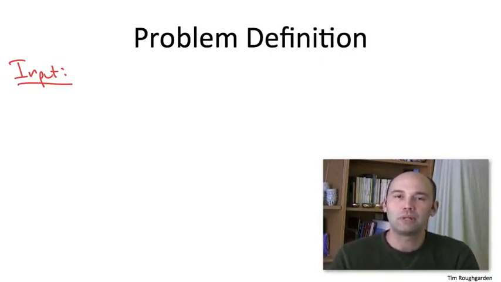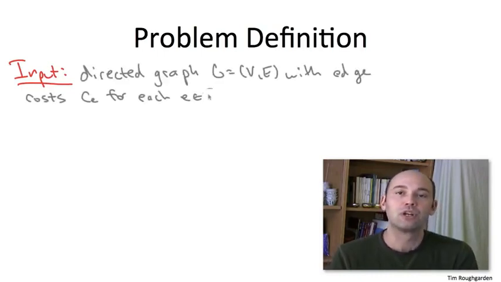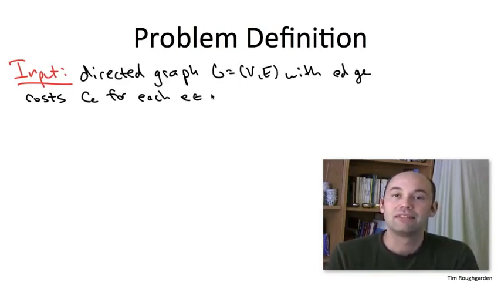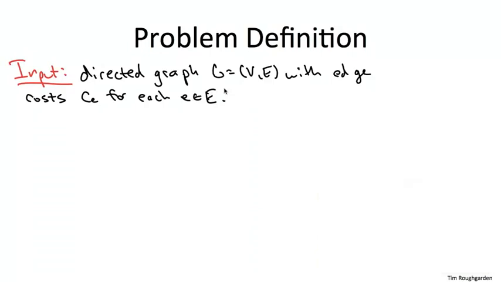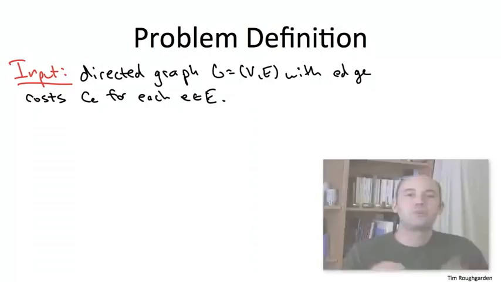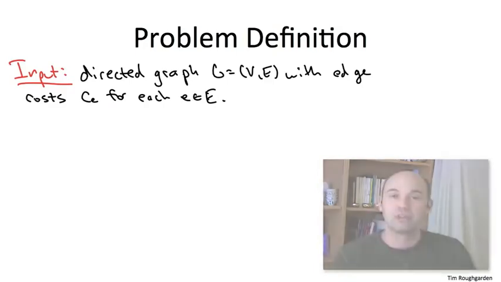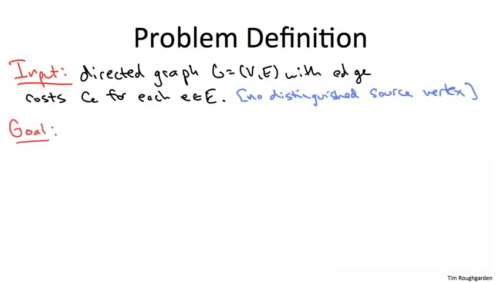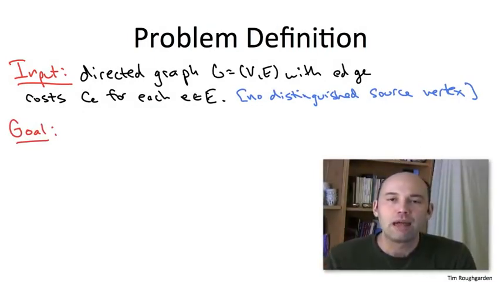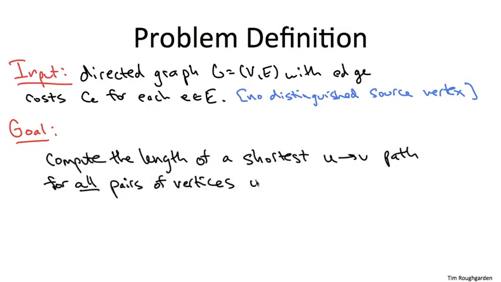We are given, as usual, a directed graph G with edges that have lengths C sub e. You can think, if you want, about the special case when all edges are non-negative, but we're also going to be interested in the case where edges can have negative lengths as well. In contrast to the single source shortest path problem, there is no distinguished source vertex. And the goal of the problem is to compute, for every pair of vertices u and v, the length of a shortest path starting at u and ending at v.